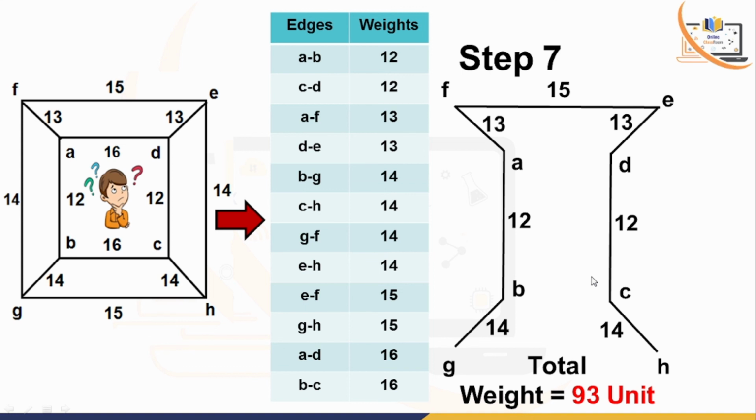So this is the complete idea of Kruskal's algorithm, and using this particular algorithm we can easily find a minimal spanning tree of a graph.